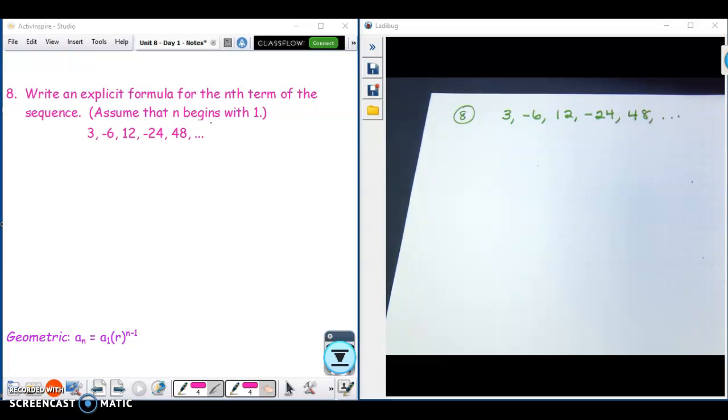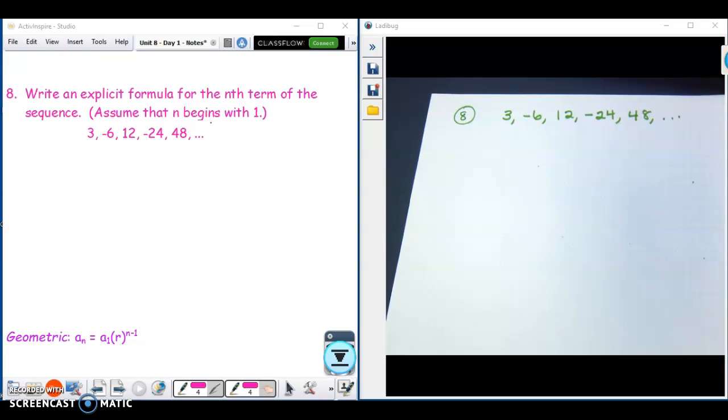Okay, so taking a look at number 8, they want us to do the same thing as we did on 7. We want to write the explicit formula. So the sequence that they give us here, we have 3, -6, 12, -24, and 48. So we need to figure out what's happening between each term.